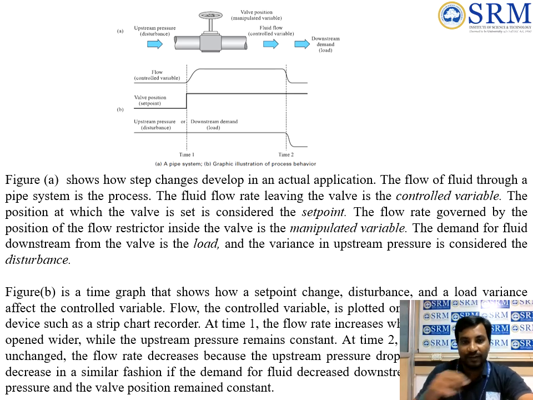Here two figures are given as examples. In the first figure, the flow of liquid through a pipe system is the process. The fluid flow rate leaving the valve is the controlled variable. The position at which the valve is set is considered the set point. The flow rate governed by the position of the flow restrictor inside the valve is the manipulated variable. The demand for fluid downstream from the valve is the load, and the variance in the upstream pressure is considered the disturbance.